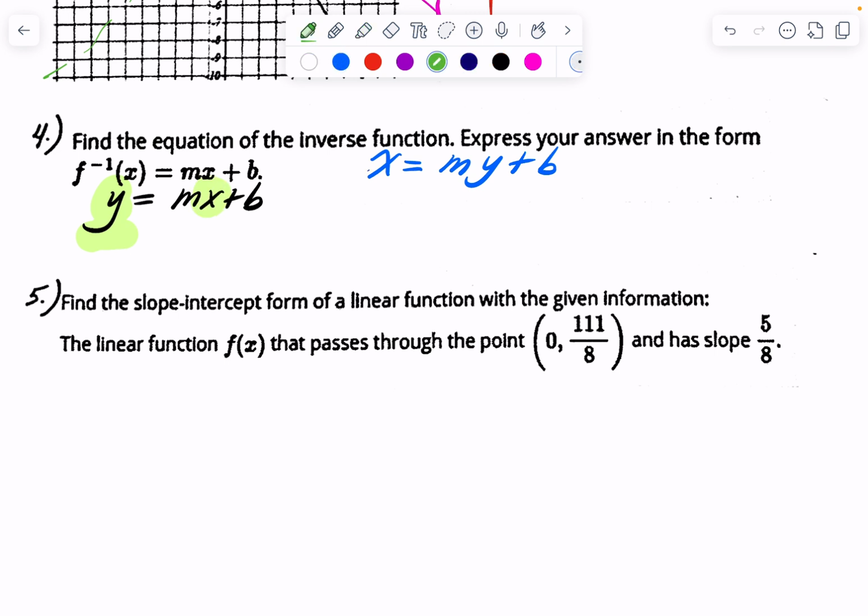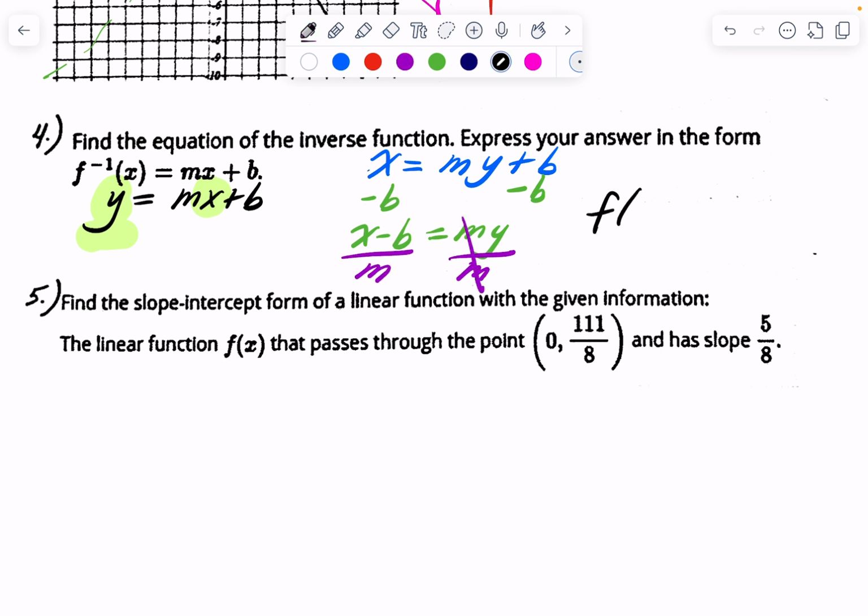That's always what you do. If you're doing an equation and you're trying to find the inverse, you switch x and y, and then you just use algebra to solve for y. So I'm going to subtract b. So I have x minus b equals my. We're trying to get y by itself. Then divide by m. Once y is by itself, you found the inverse.